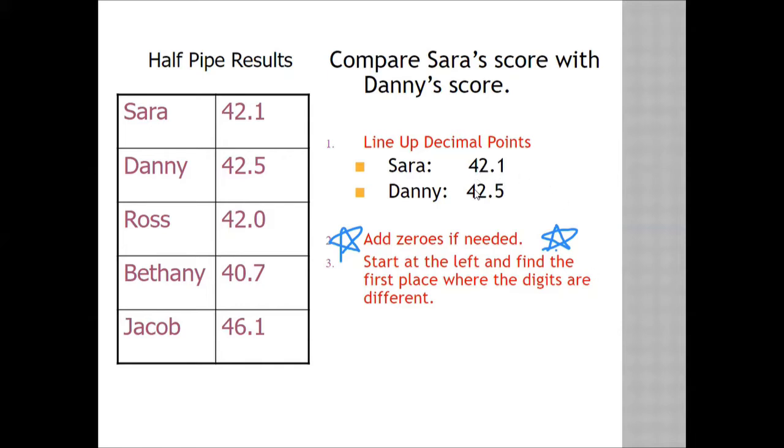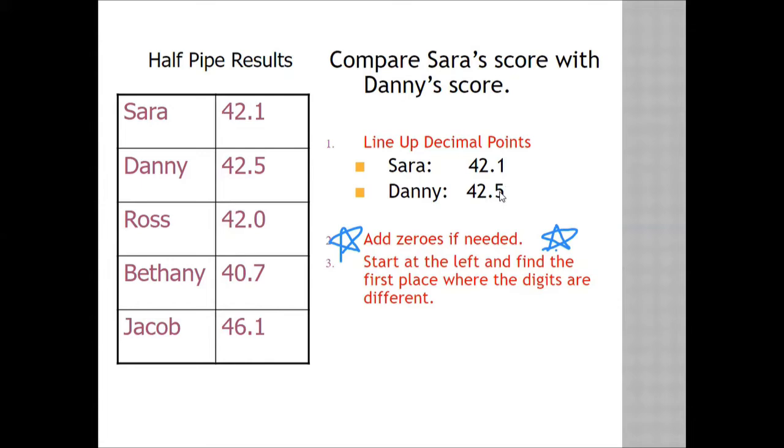So if I look in the tens place, 4 and 4, those cancel out. I'm going to keep going to the right. The ones place, 2 and 2, those cancel out. All right, now I'm going to move over the decimal to the tenths place. Here's my first difference. If I wanted to know who had the greatest score, I know from looking in the tenths place, Danny had the highest score.